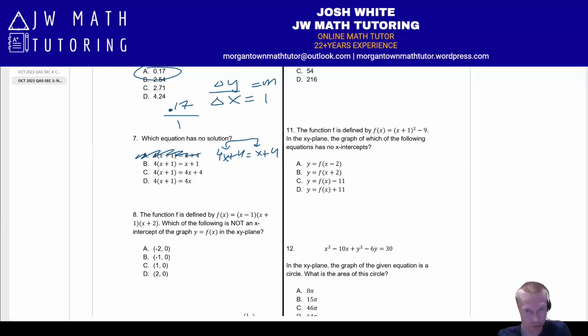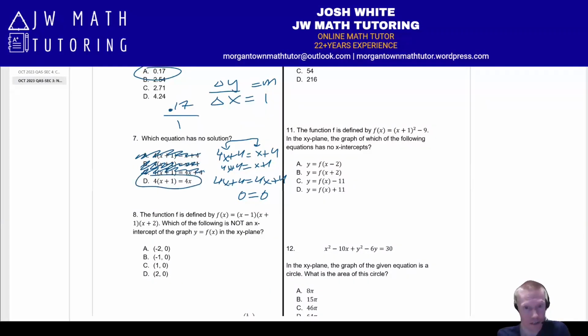Same thing in B. 4x plus 4 equals x plus 1, okay? Again, the variable terms are different, so it will have a solution. In C, you get the same thing on both sides for both the numbers and the variables. In other words, if you tried to solve this, everything would cancel out and you would just get 0 equals 0. And this is what happens when it's infinite solutions, or sometimes also all real numbers.